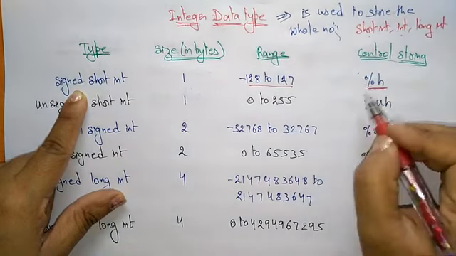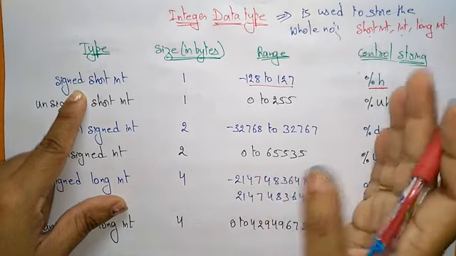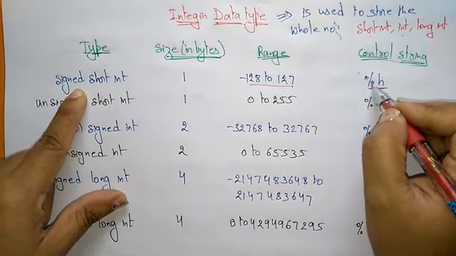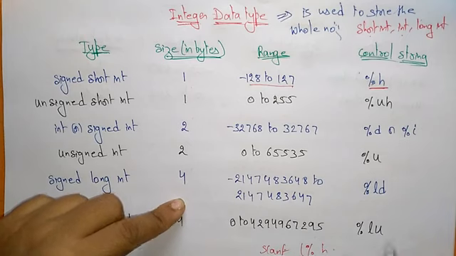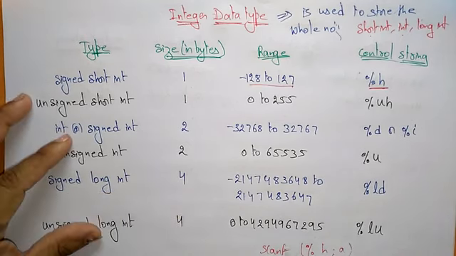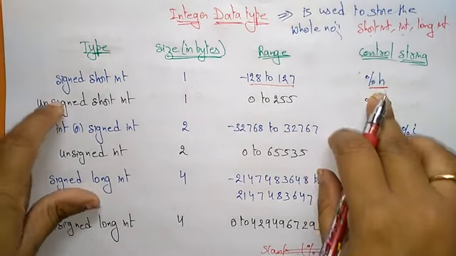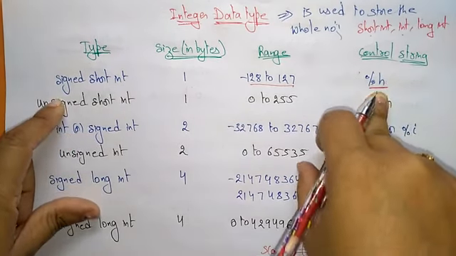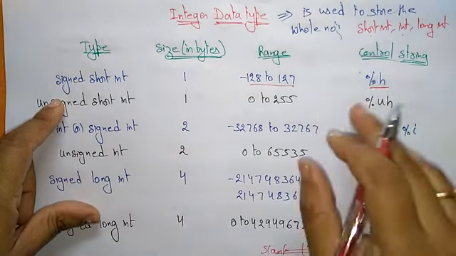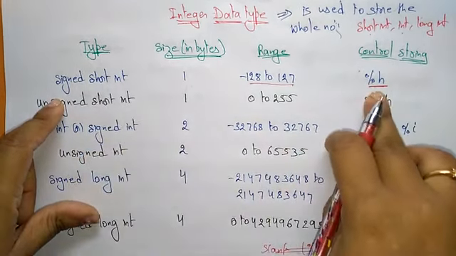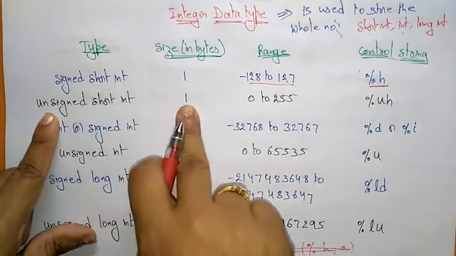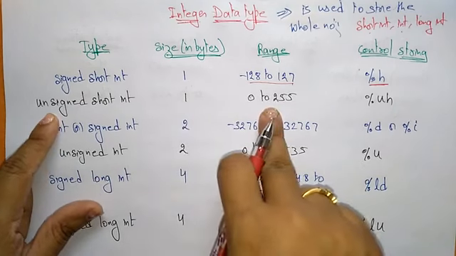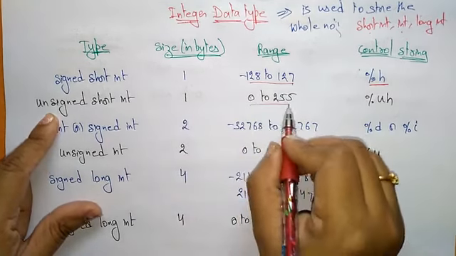Whenever you are reading integers, if you are using short int, you have to use %h and the variable name in scanf, like %ha, where a is the variable name. So this control string is used to read the integers. If you are using short int, you have to use %h. If you are using unsigned short int, you have to use %uh. And this is the size of the unsigned integer, and the range for unsigned is 0 to 255.